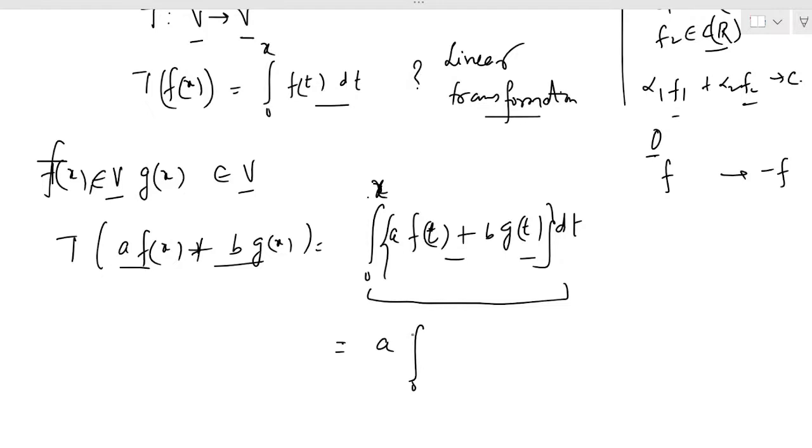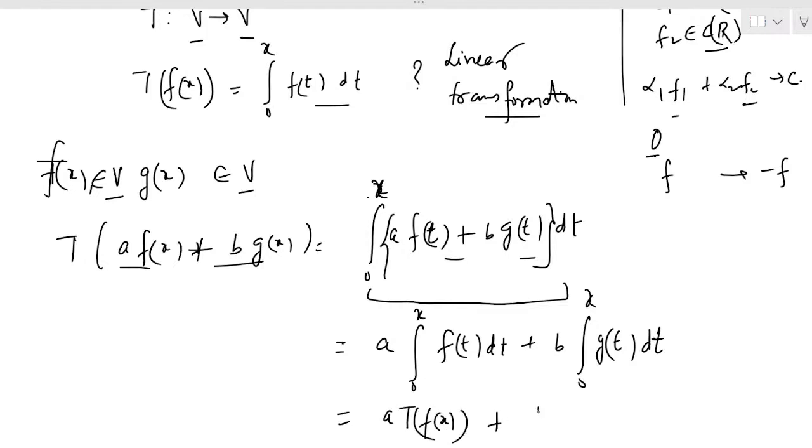From basic integral calculus classes of 12th class, I know that I can take this a outside, and I'm left with this and this. And I know that this particular thing I can write as a T of f(x) plus b T of g(x). So clearly you see that this integral operator is also a linear transformation. In the previous step we have proven the derivative, and we have seen derivatives in general also. I hope it is clear.